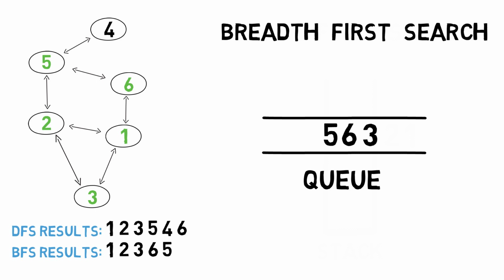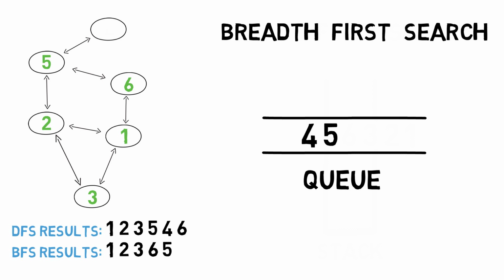Now looking at the graph, we can see that 3 has no new vertices to look at, so we can also remove that from the queue. This moves us to vertex 6, since it's the new head of the queue. This also has no new vertices, so we can remove it from the queue and move to the new head, which is 5. Now 5 has a non-visited vertex, which is 4.